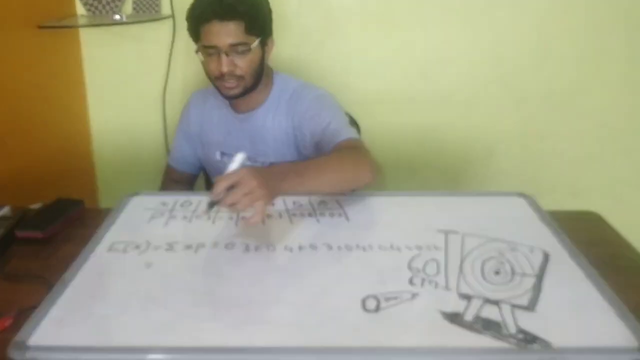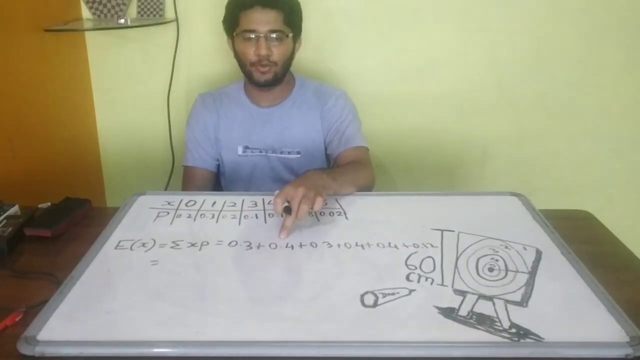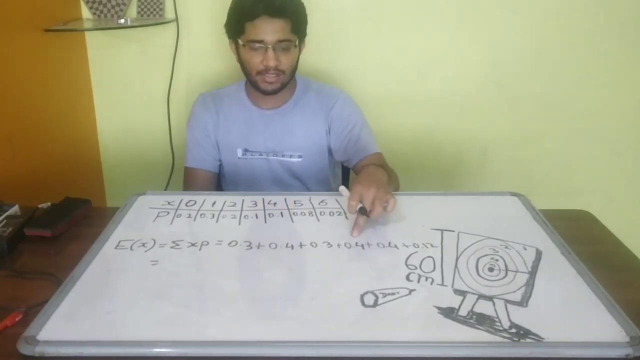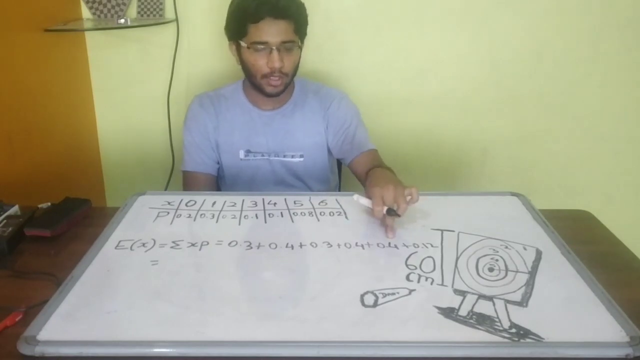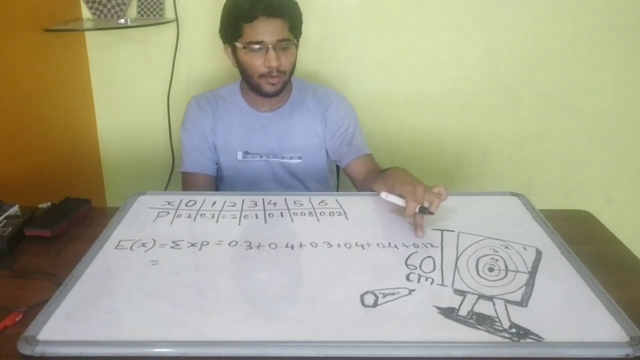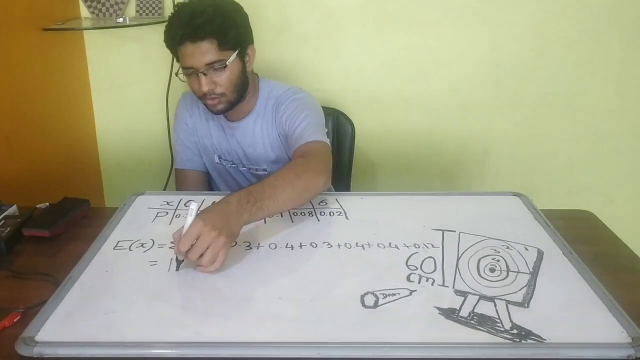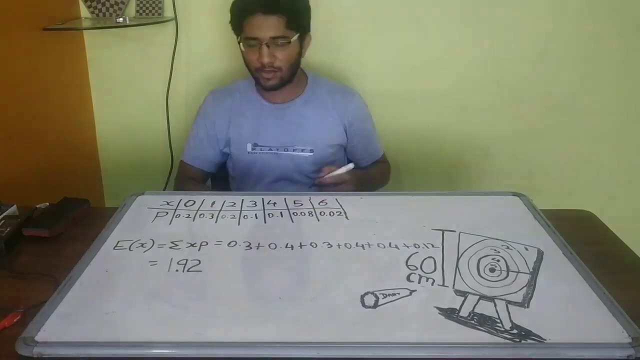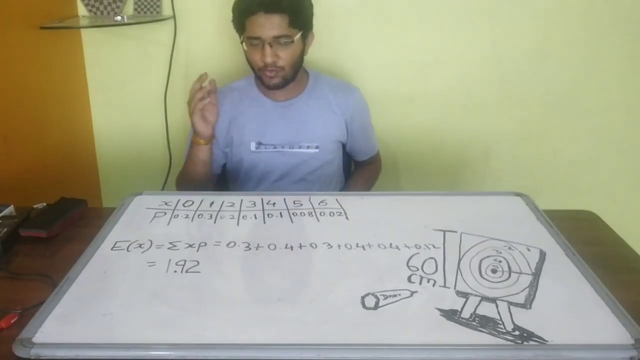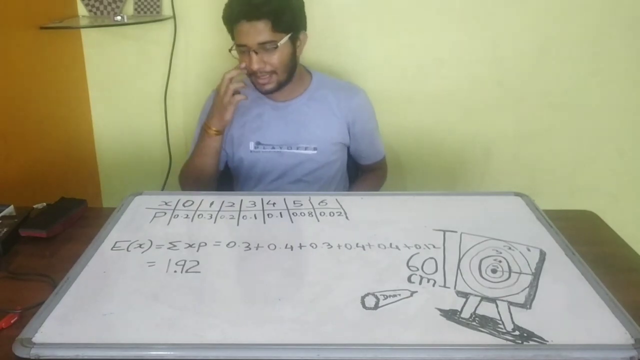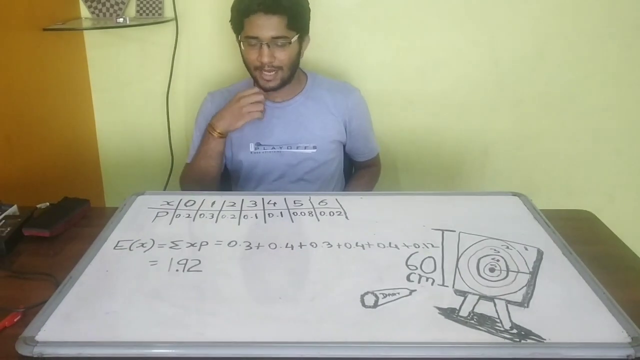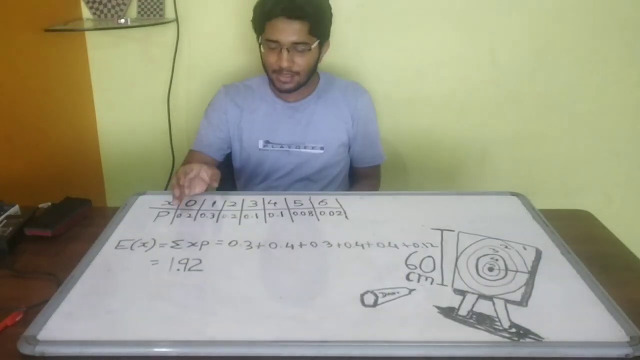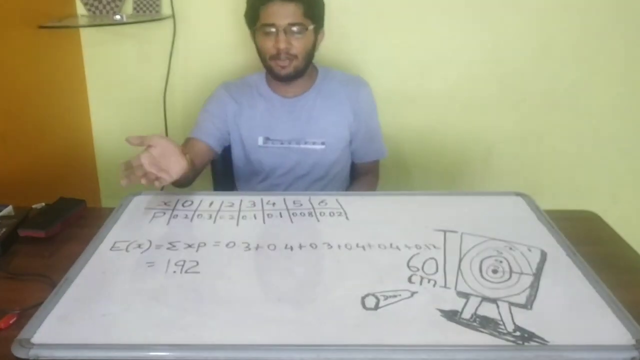So when we add all these results, it will be 0.3 plus 0.4 is 0.7, plus 0.3 will be 1, plus 0.4 is 1.4, 1.8 and 1.92. So there is a very high chance that we will get an average score of 1.9, which means we can get somewhere around 2. Let's say our expected score is 2 according to these probabilities. If you are an expert, then your probabilities will shift to this side and the expected value will also increase.